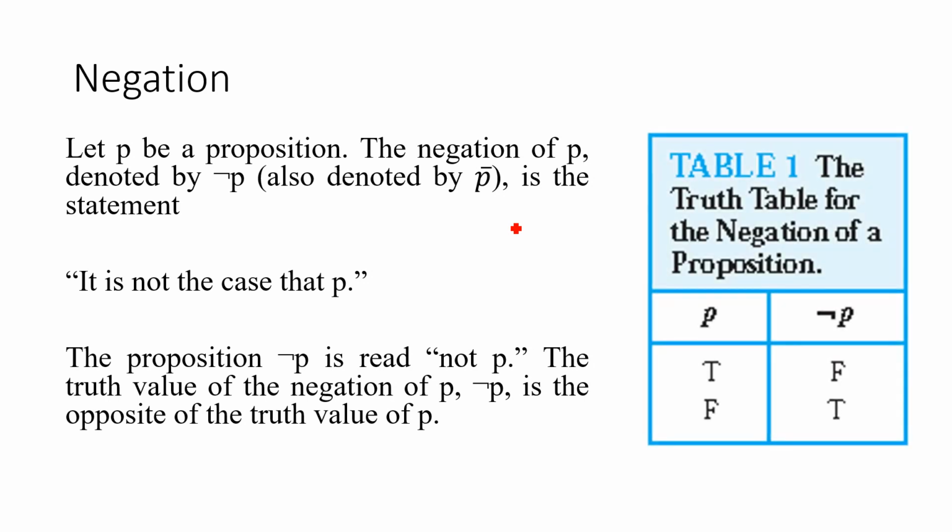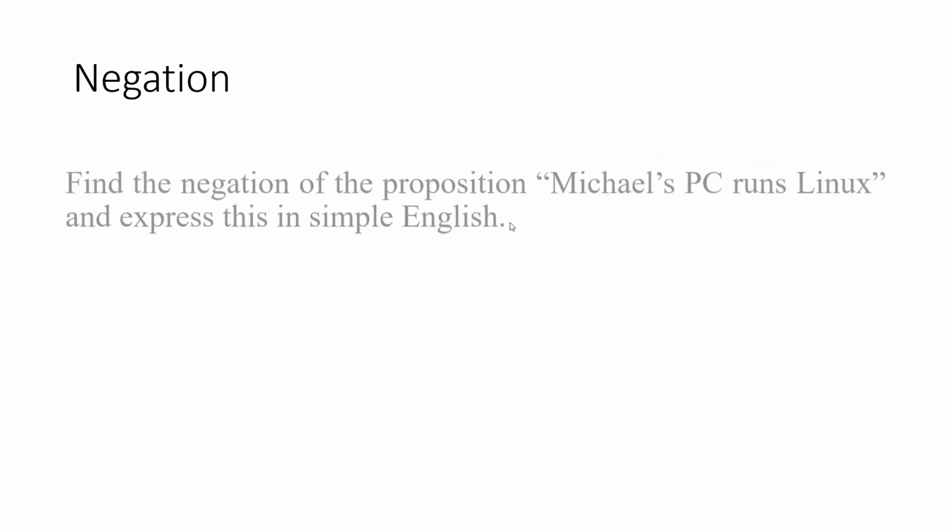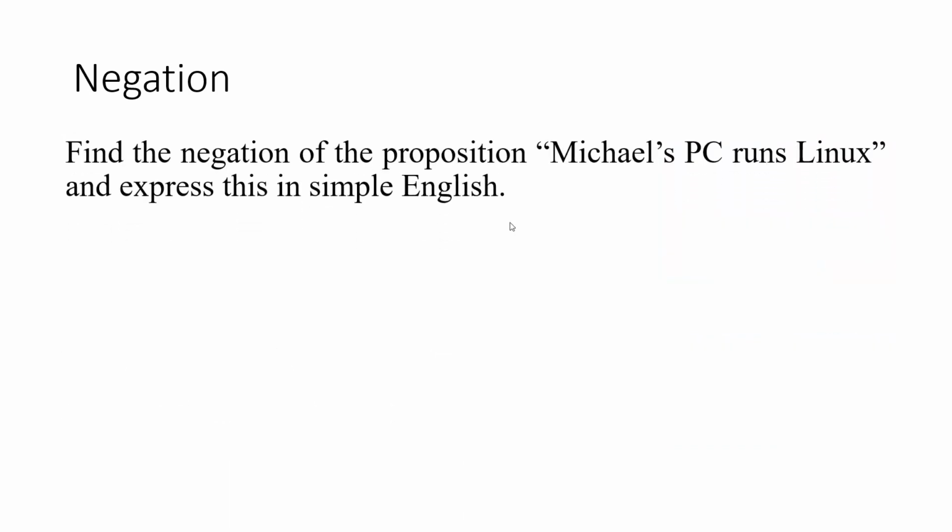So this would be the truth table. If the statement is true, then the negation of that statement is false. If the proposition is false, then the negation of that one is true. Let's have an example. Find the negation of the proposition "Michael's PC runs Linux" and express this in simple English. Then we could have "It is not the case that Michael's PC runs Linux."